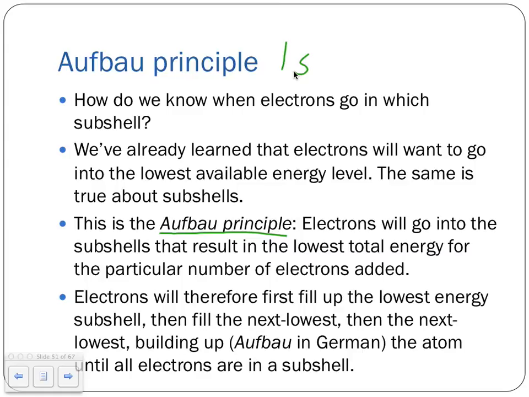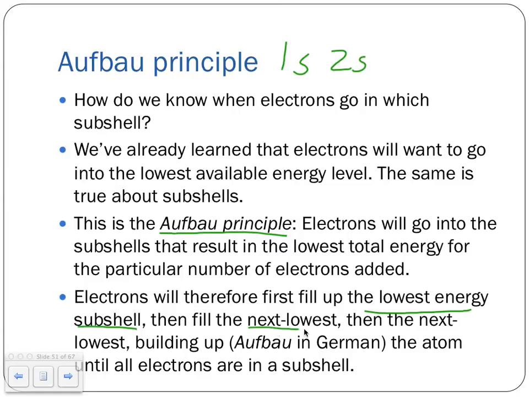Okay? If I had 3 electrons, 2 of them would go into the 1s, but the 1s only holds 2, so the next electron would have to go into the next lowest subshell. The next lowest subshell is the 2s. And so we don't know why that is yet, but that's sort of how it works. Electrons will always go into the lowest subshells they can. So electrons will always fill up the lowest energy subshell first.